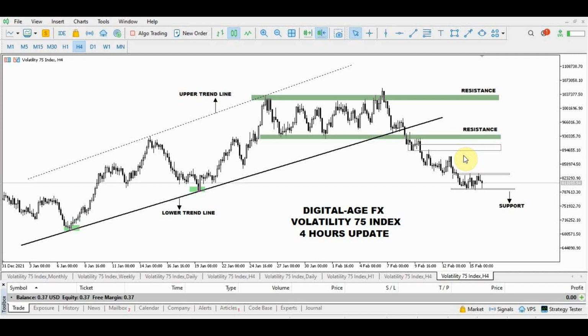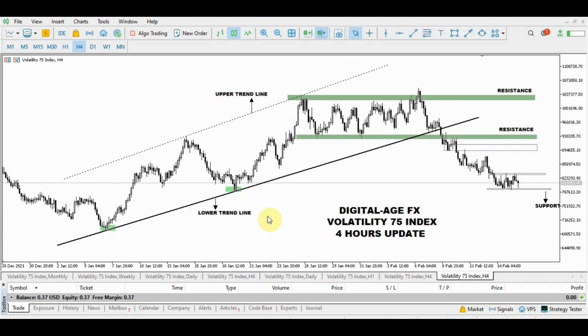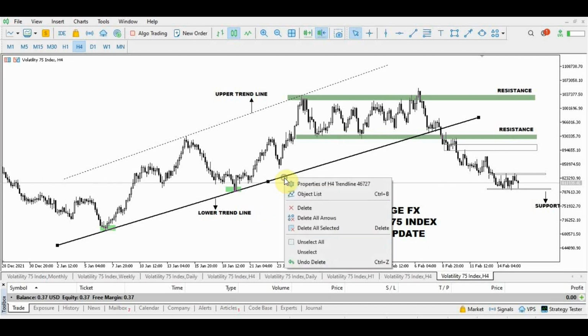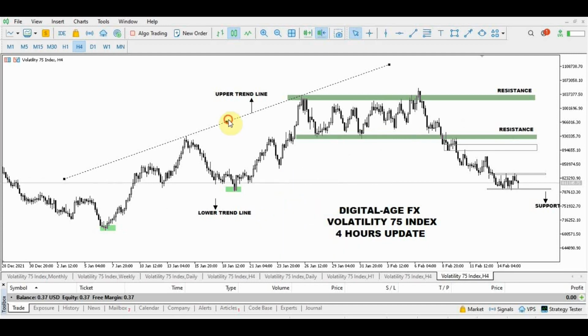So I'll just take it quick. As you can see, VIX75, I've already drawn my trends, so I'll just take them out just to simplify things. So I'm taking my trends out just to simplify things with you guys, so you can actually understand what this whole video is all about. This video is about knowing how to draw trend lines, knowing how to establish your entry points. So I'll be using the 4 hours update to explain how all these things work.